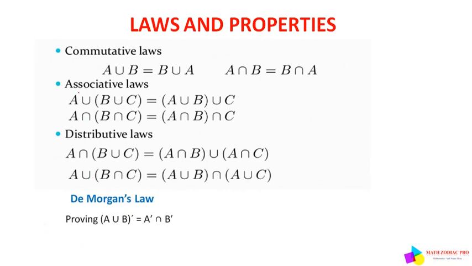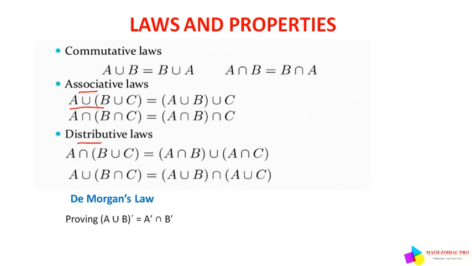And next one is associative law. A union (B union C) equal to (A union B) union C. That is this one, A union B union C. And next one, A intersection (B intersection C) equal to (A intersection B) intersection C.